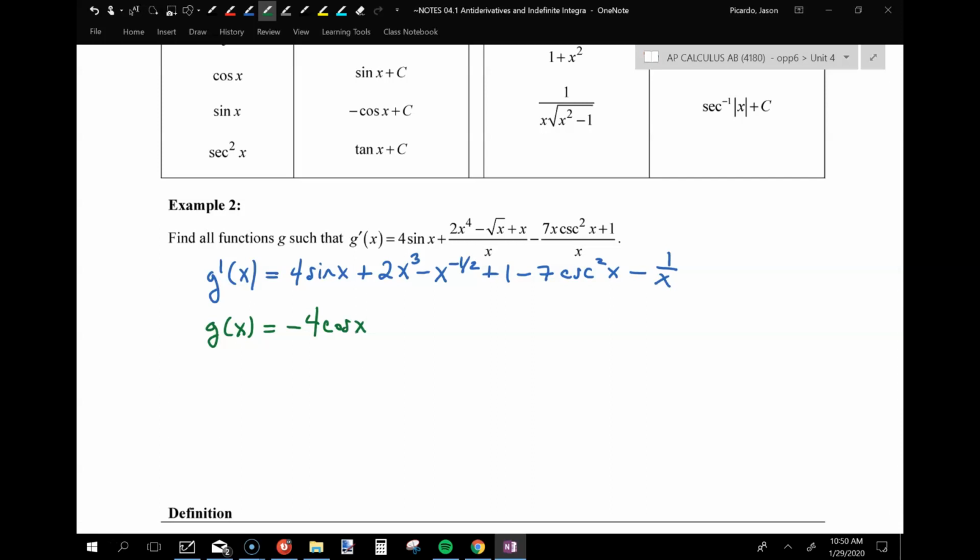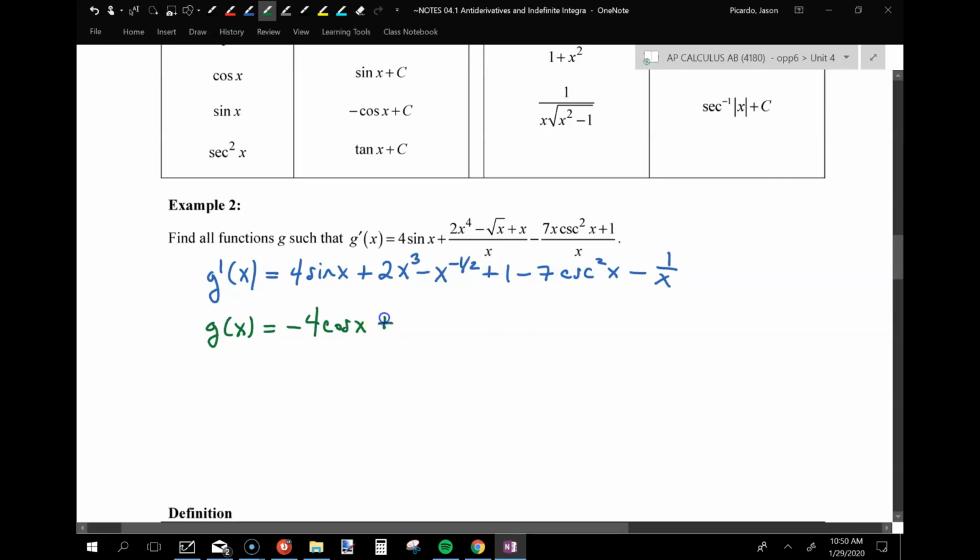Plus 2x cubed. What am I going to do to that power? I'm going to raise it by 1. But when I take the derivative of this, I get a 4 in front. I don't want a 4, I want a 2. So what am I going to put in front of this? A half, good.